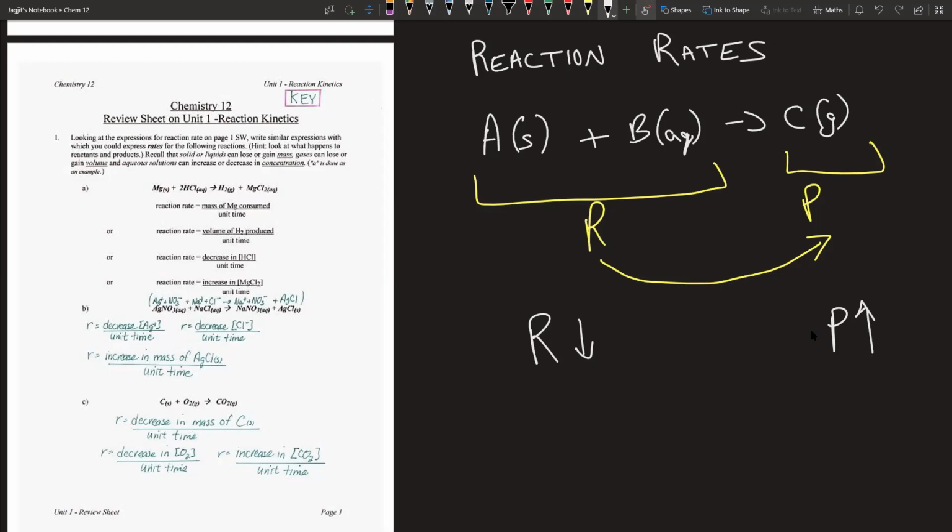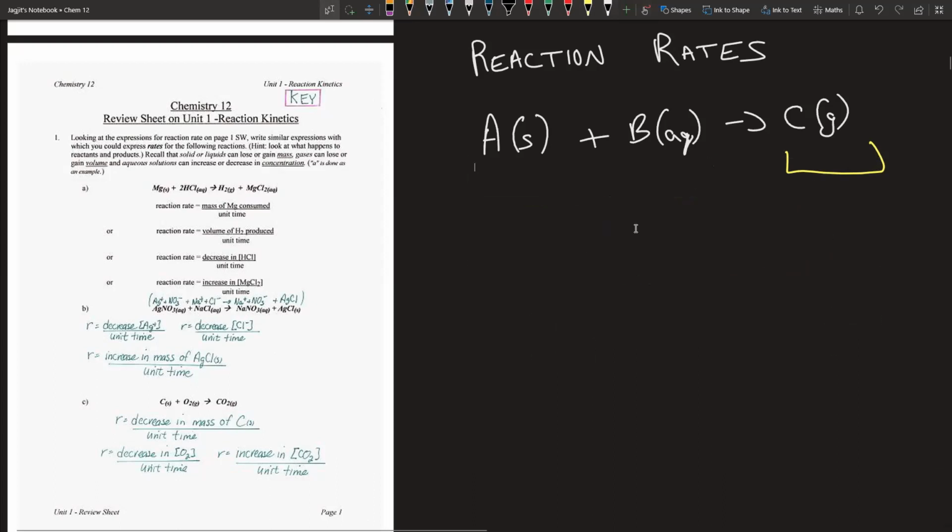This is the first concept I want you to remember. As the reaction proceeds, as time goes on, reactants go down, they decrease, and the products go up, they increase. Is that clear so far? Okay, good. Now, how can we measure reaction rates? What are the different ways you can measure the reaction rates?